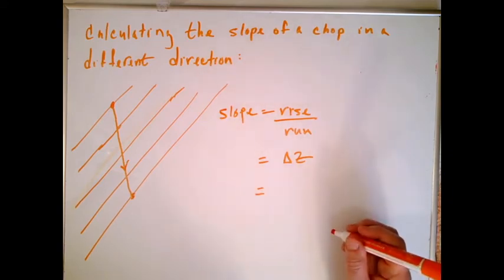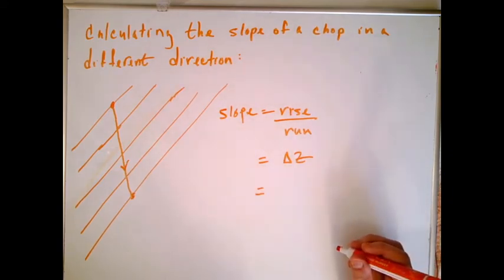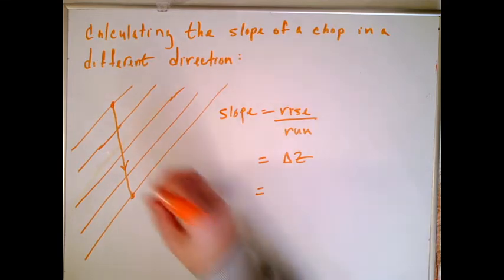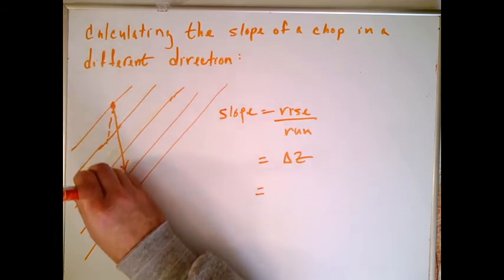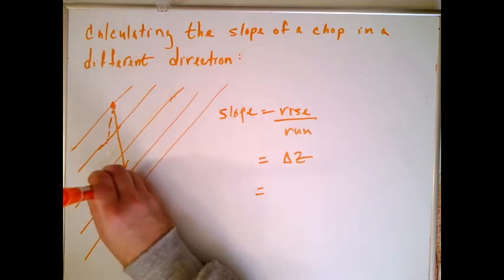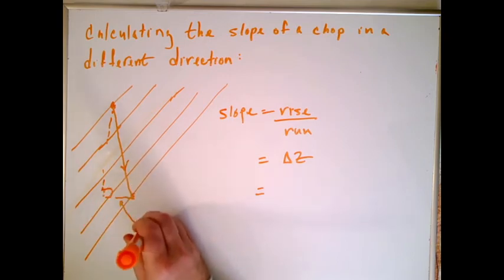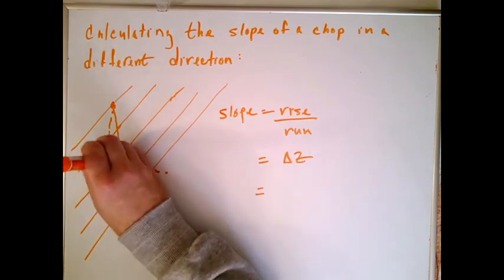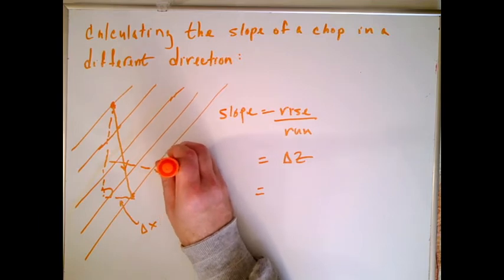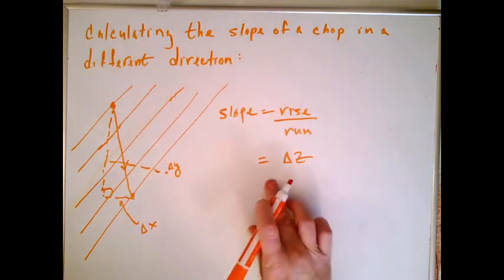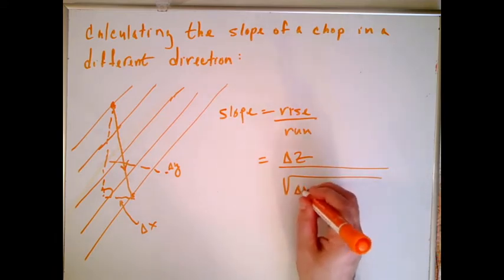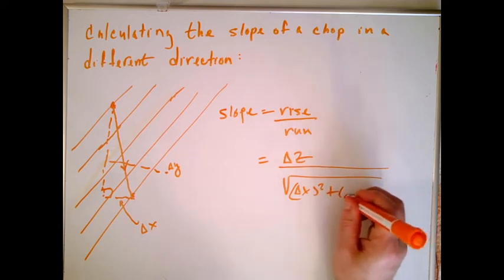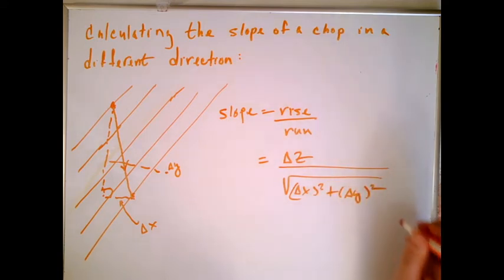The run, well, if I was going sideways, it could be delta x or delta y, but what I need here is the actual distance from this point to this point. What I'm going to do is just make a little right triangle. This right here should be delta x. This right here should be delta y. And so the run should just be something like the square root of delta x quantity squared plus delta y quantity squared. Now, that's what it would be if it were linear.